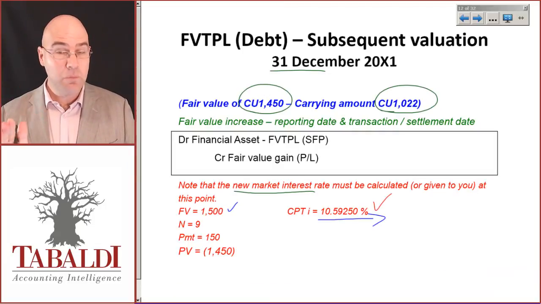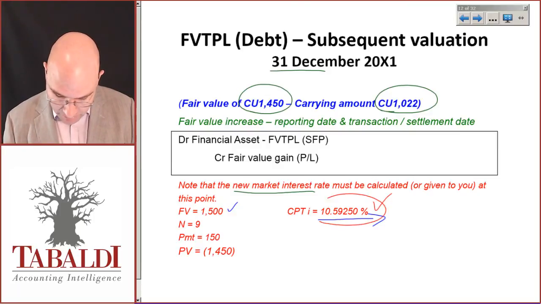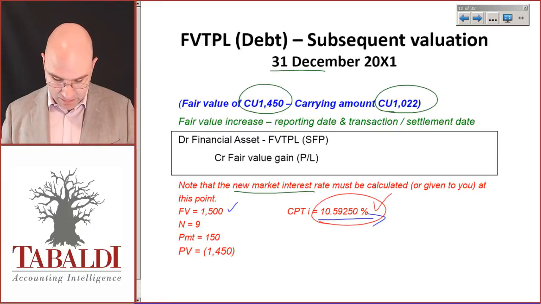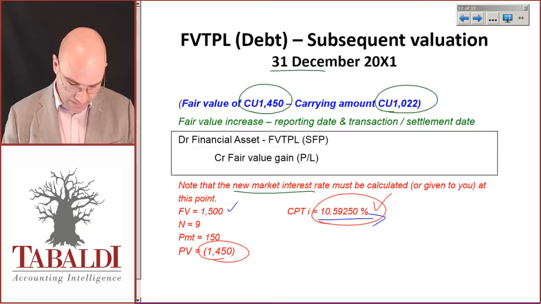Remember, I'm restating this one more time. This is not at amortized cost. Here I'm doing fair value. So I'm doing my fair value adjustment. The interest rate decreased to 10.59, which resulted in the present value, the fair value, changing.